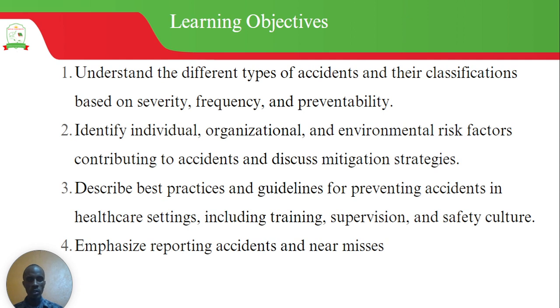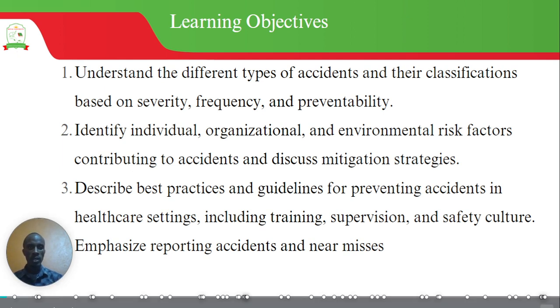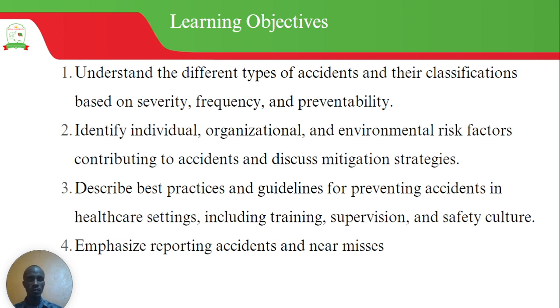So today we are going to continue understanding occupational health, and specifically we are going to delve into accidents in workplaces, and we are going to focus mainly on the healthcare workplace or the healthcare setting, and we are going to understand the different types of accidents that can take place and classify them based on severity, frequency, and preventability. We are going to look at the individual, organization, and environmental risk factors that can be associated with these accidents, and also see a way of mitigating them.